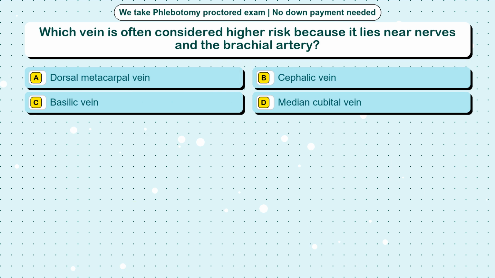Question 65. Which vein is often considered higher risk because it lies near nerves in the brachial artery?